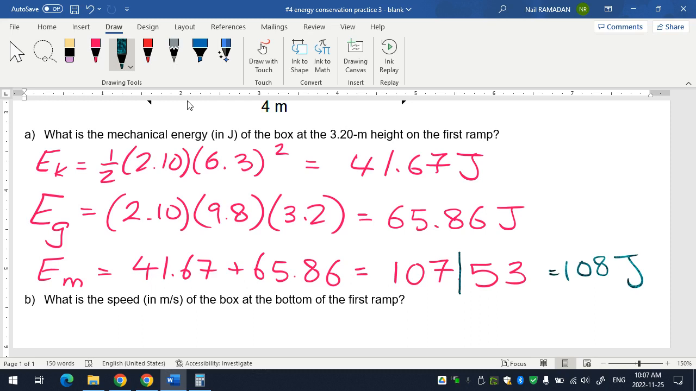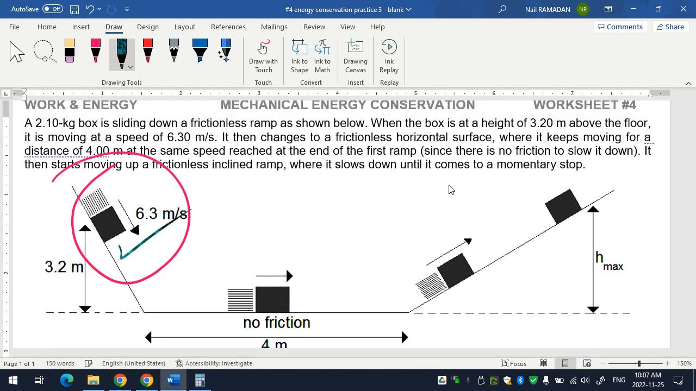Okay, so we got this all checked out. All right, now let's keep going. It then changes to a frictionless horizontal. By the way, why am I keeping the fact that it's frictionless all over this ramp, this floor? What would happen, everyone, if there was friction? What does friction do to any system? Add or take energy from it. So that means what?